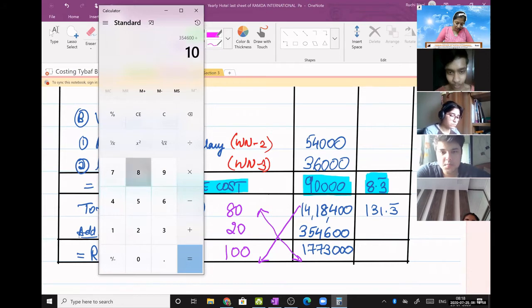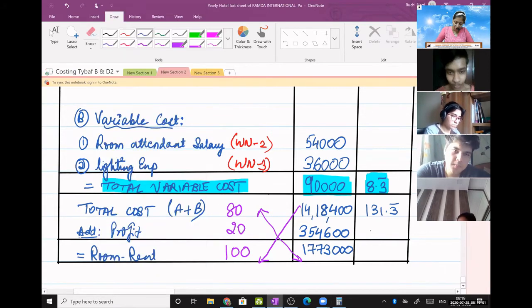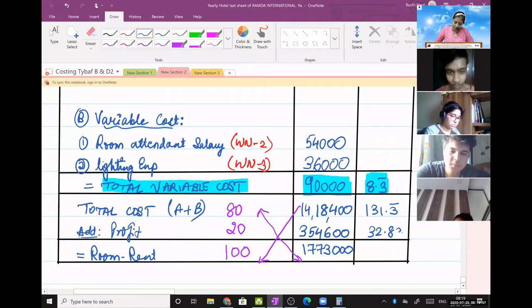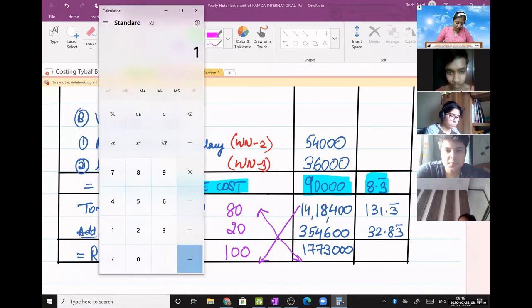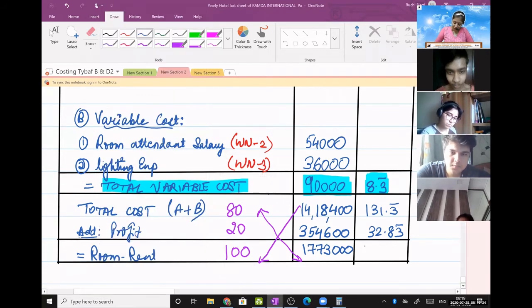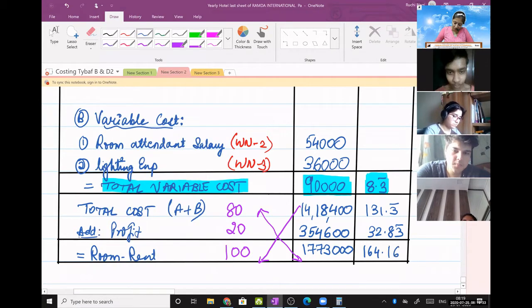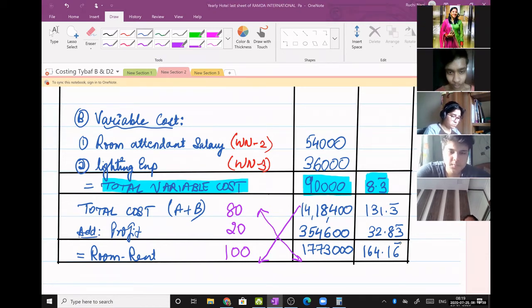Divided by 10,800, it is 32.8333. Then calculate 17 lakh 73,000 divided by 10,800. So this is 164.1666. Is it clear to everyone?